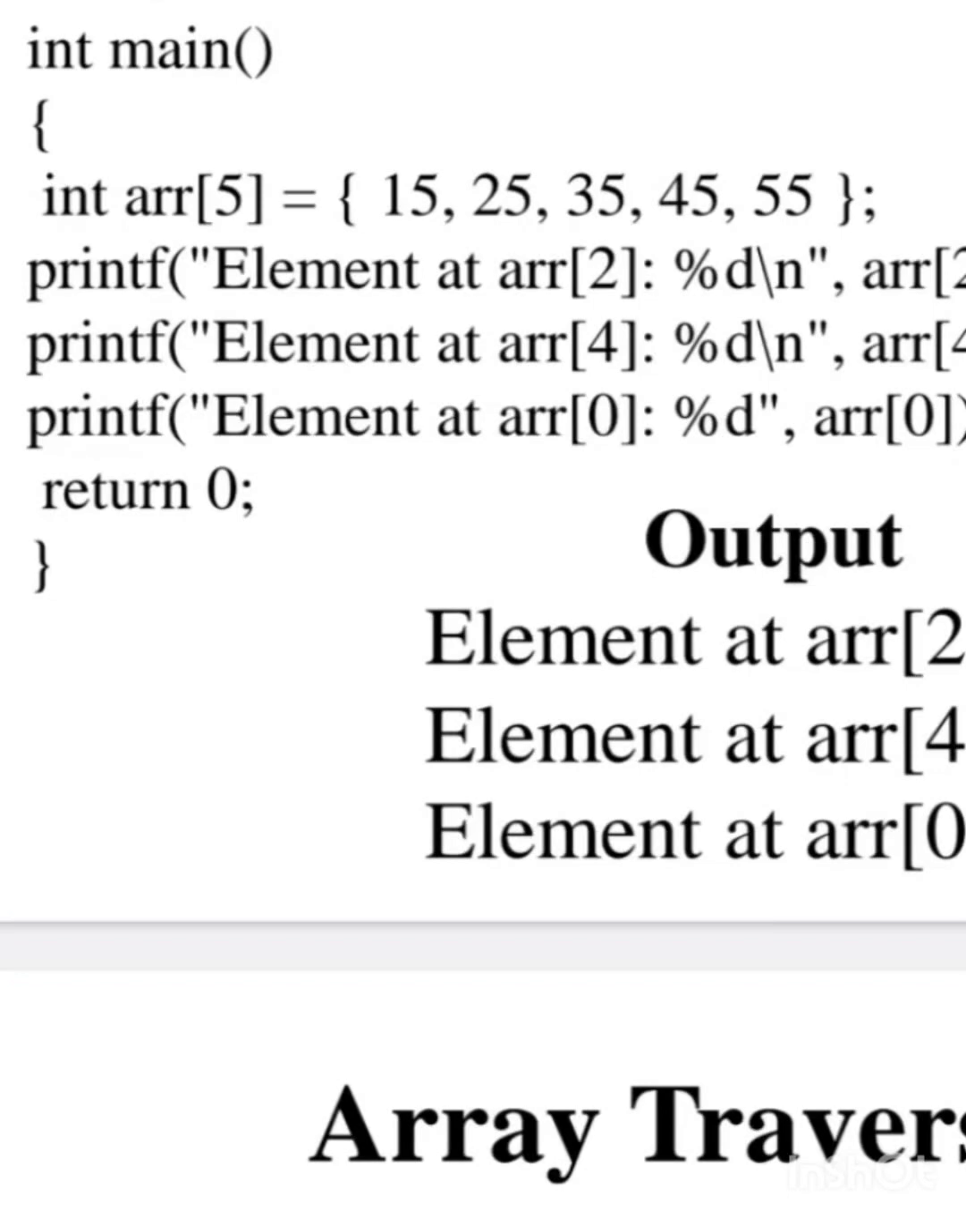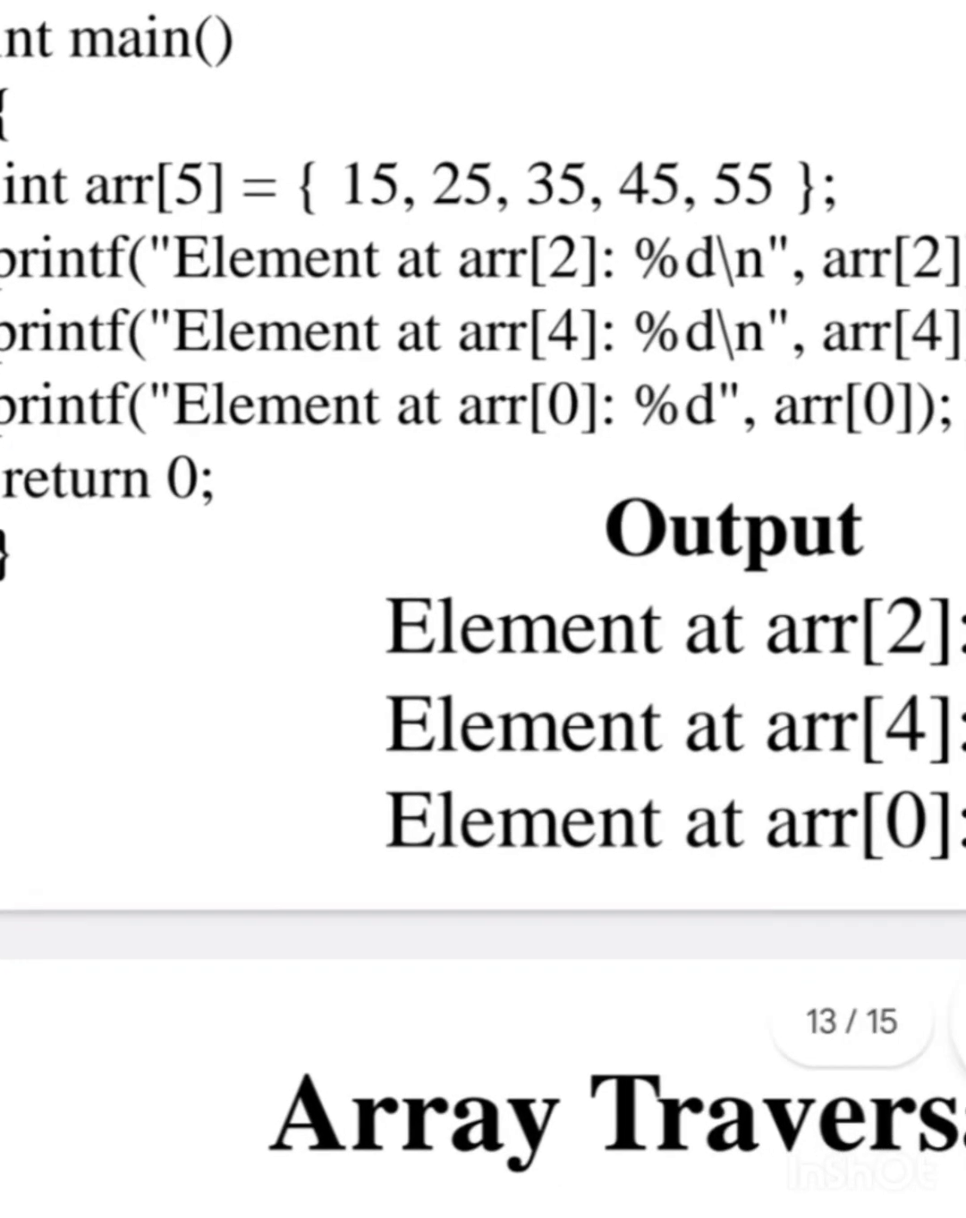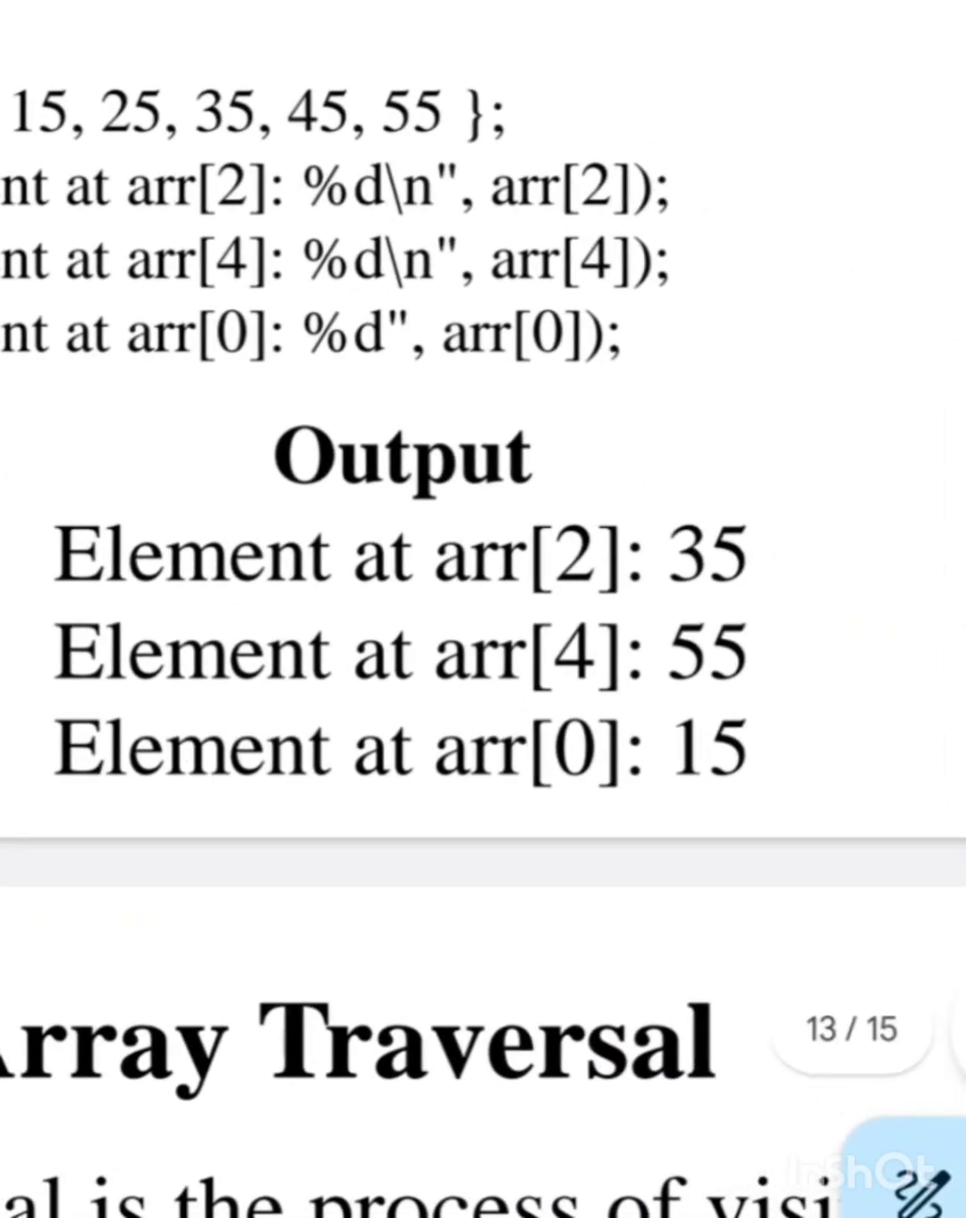If I want to print the third element in the array, then I need to give arr[2]. Why am I giving the third element as arr[2]? Because the index starts from 0. So 0, 1 and 2. So this is the third element. The third element will be 35, and the 35 will be printed in the output.